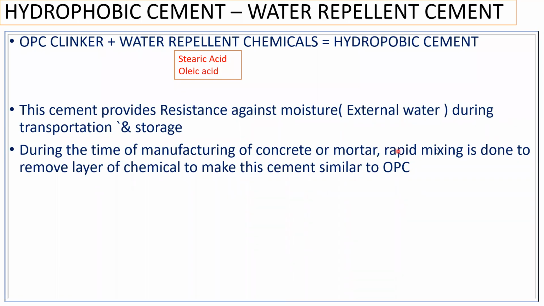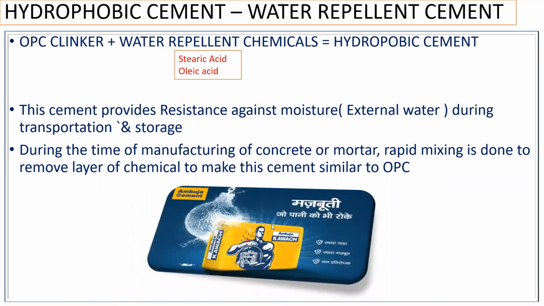That is why it is written here: rapid mixing is done to remove the layer of a chemical to make this cement similar to OPC. So you can see it here. This is one of the cements available in the market. It's written here, Ambuja Kavach. You can see that they have shown a picture of water here. You can see here, Zyada Gada and Zyada Majboot. So in this way, you can make use of this cement.